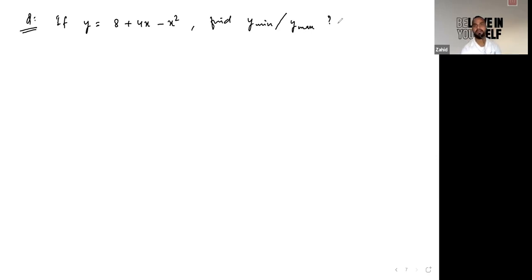I'm defining you using a problem. If y is equals to 8 plus 4x minus x squared, from this, you have to find y minimum or y maximum. So first of all, just differentiate it and put it to 0. Try to solve. Differentiate this function and put it to 0.